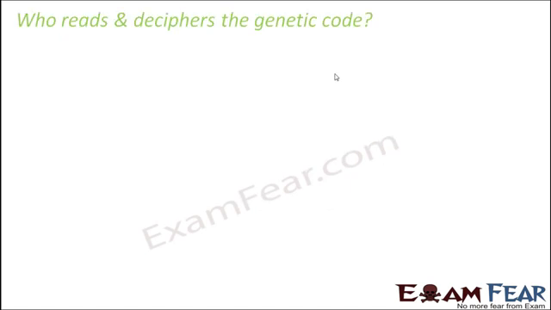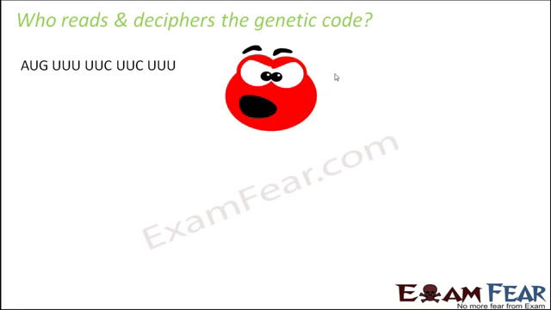So now the question is, who reads and deciphers the genetic code? Because now we got to know that there is a concept of genetic code based on which we will be able to tell the sequence of amino acids. And once the sequence of amino acids are known, then the amino acids can be joined together by peptide bond to form the polypeptides, which will form the proteins. Now the question is, who will do this job? So somebody actually needs to read the genetic code and then decipher the sequence of amino acid.